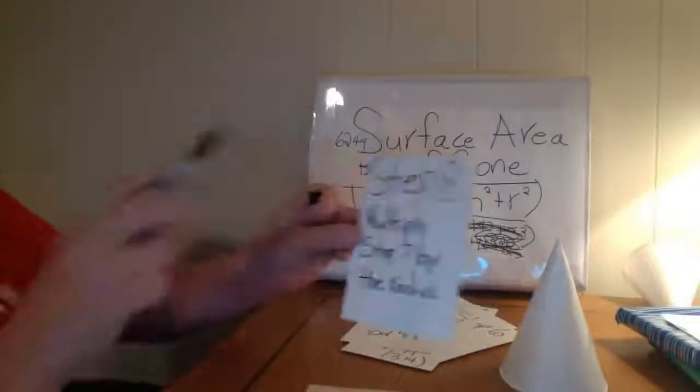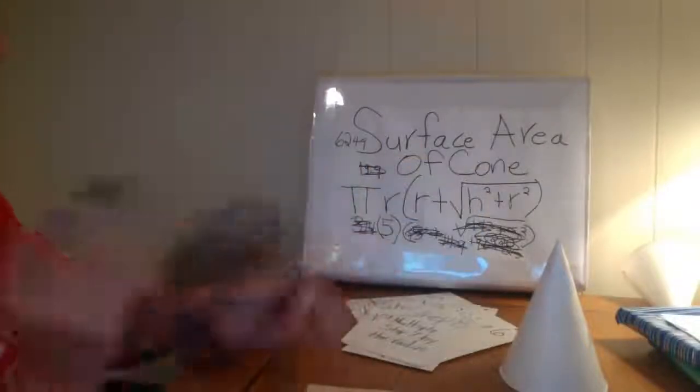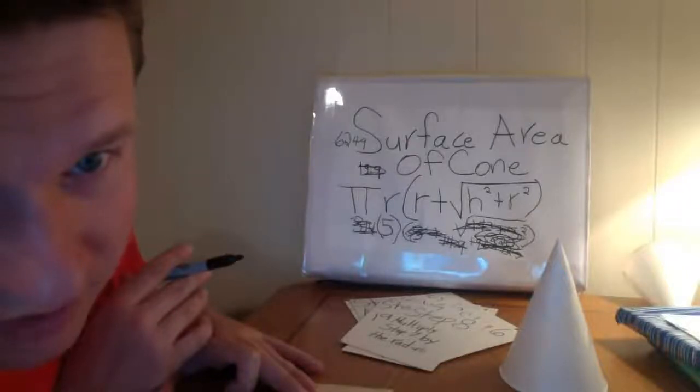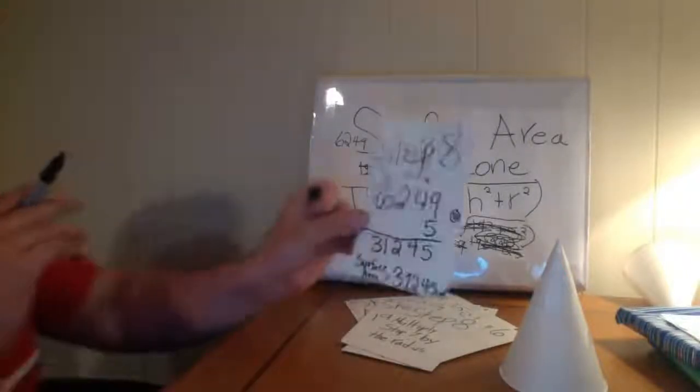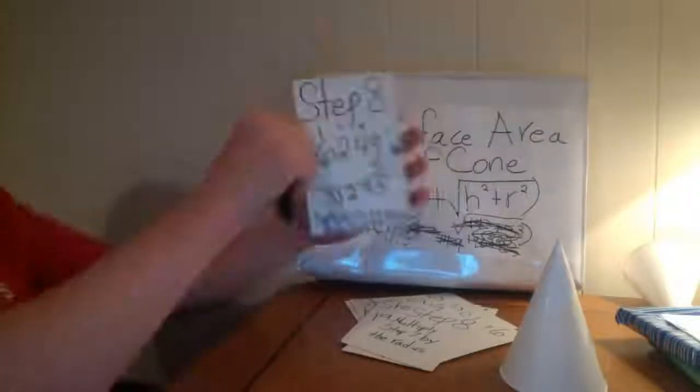And then you final step, step 8. Hey, thanks for hanging with us. Multiply by 7. Oh, multiply by the radius. The radius was 5, not 7. And I get 312.45. That is what all I need to know.